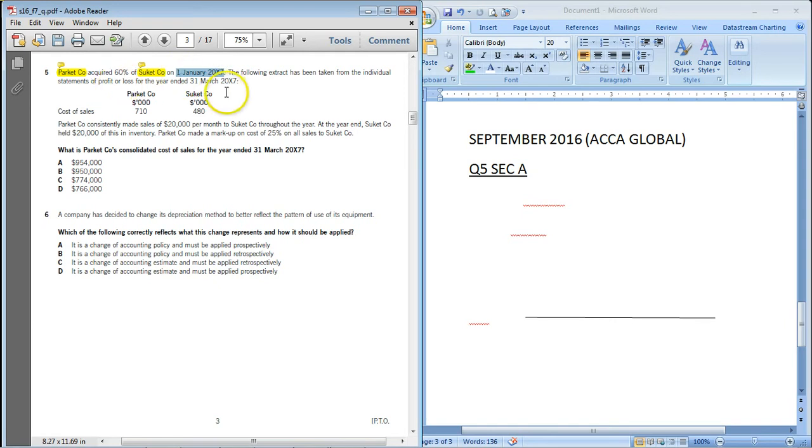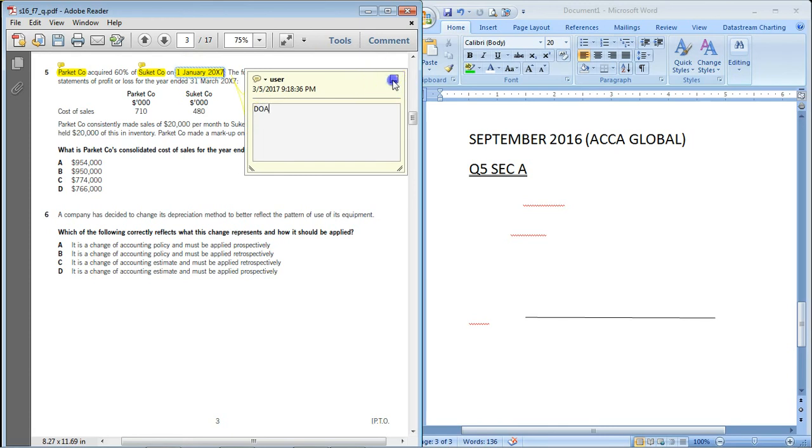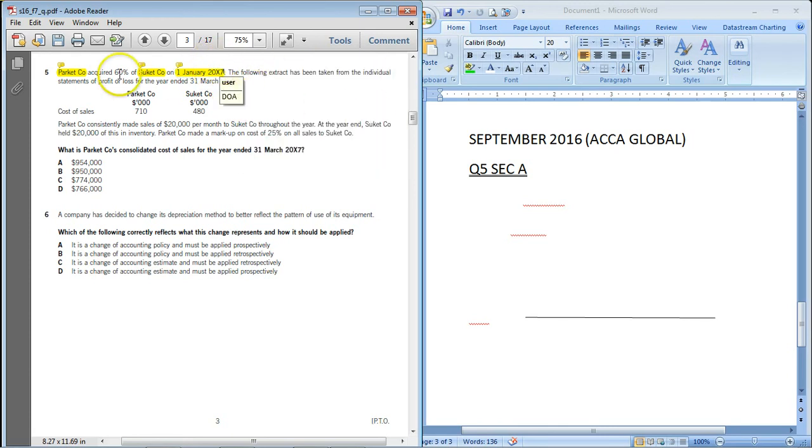And remember, in a consolidation question, you have two important dates, which are the date of acquisition, DOA, and the year-end date as well. This is a technique for answering Section A, B, or C. Remember, students, the important date here is the year end. When you know your year end, it will guide your answer until this period only. This is an important date, 31st March 2017.